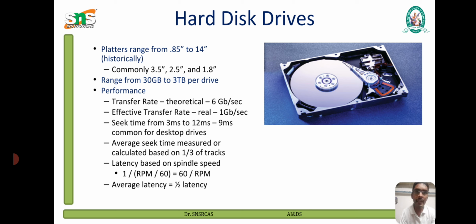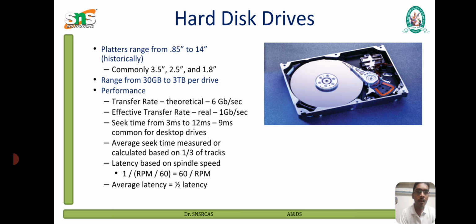There are certain terms, namely transfer rate, which is theoretically 6 GB per second, whereas in effective real use it is 1 GB per second. Seek time is from 3 milliseconds to 12 milliseconds, and on average in real use it is up to 9 milliseconds. Average seek time is calculated based on 1/3 of the tracks. Another metric is latency, based on spindle speed, in revolutions per minute.